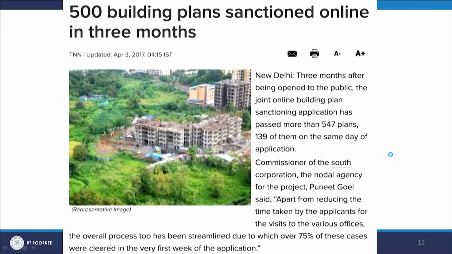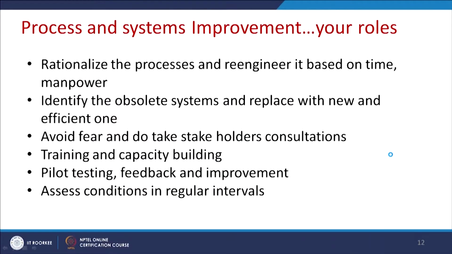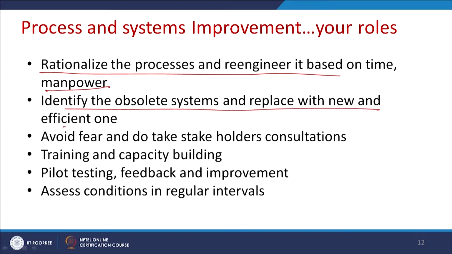So, now you can see this is an example of that, using the online building plan sanctioning, how the government could deliver 500 building plans. This is a newspaper clipping from Times of India. Then, what is your role? This I discussed before. Rationalize the processes and re-engineer them based on time, manpower, etc. Identify the obsolete systems and replace them with new and efficient ones.